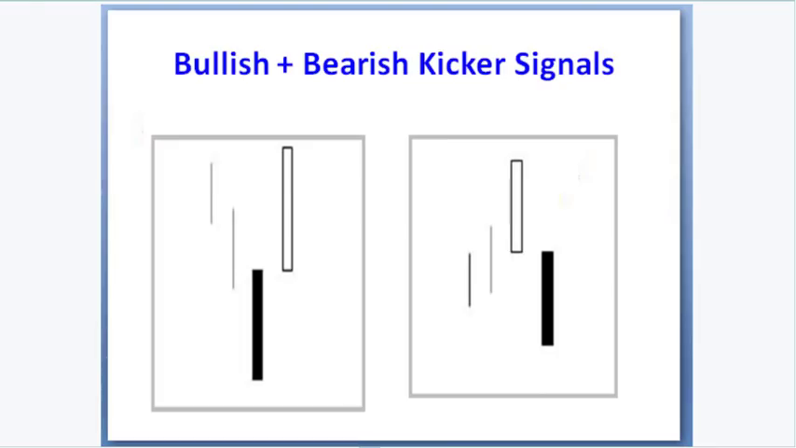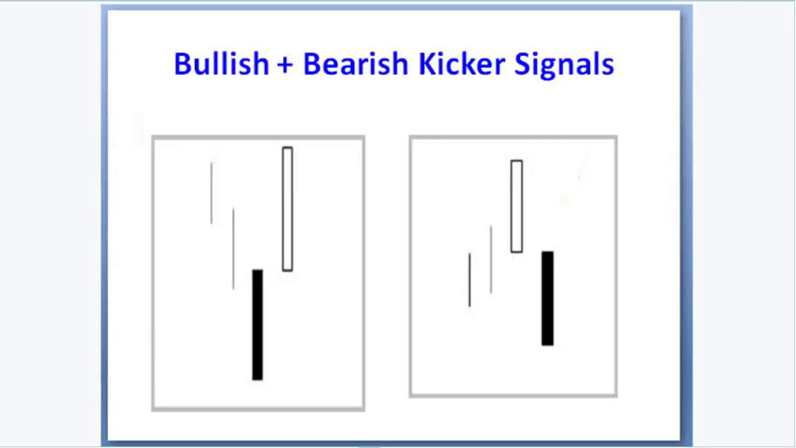So the kicker signal is a very easy one to recognize. If you're in a downtrend, there's one simple rule. When you see the last bearish candle, the next day they gap it up at or above the previous day's open and go positive. Or if you're in an uptrend, they will open here, close here, and then gap it down below the previous day's open and go the opposite direction.